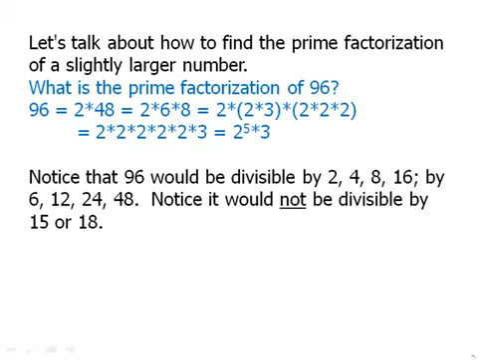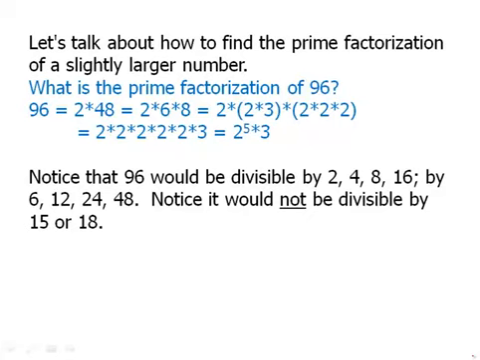Notice that 96 would be divisible by 2, 4, 8, and 16. Those are powers of 2. And by 6, 12, 24, and 48. Those are those 4 powers of 2 multiplied by 3. All of those would have to be factors of 96.